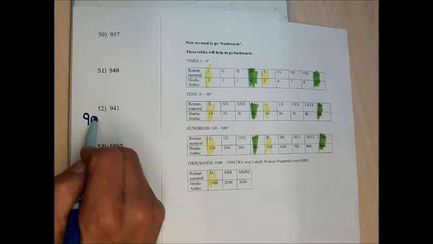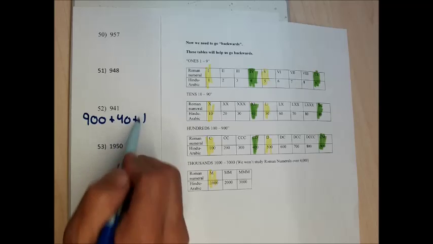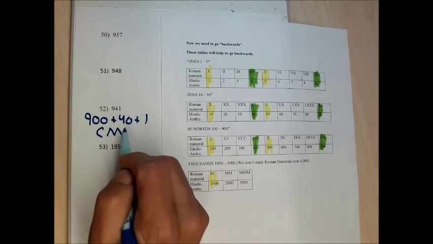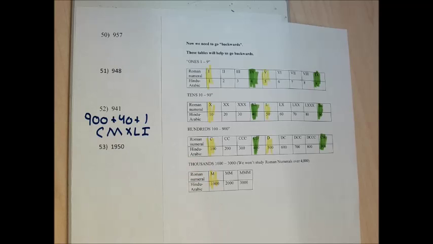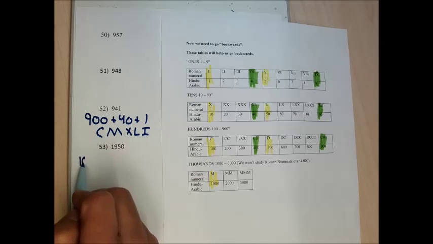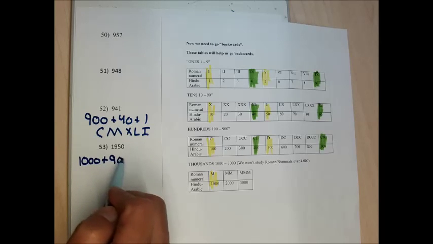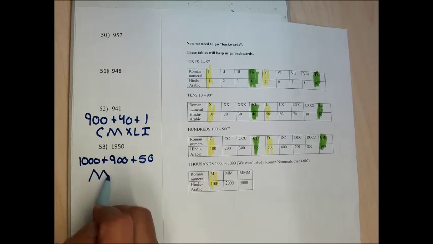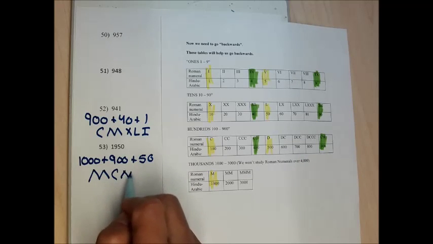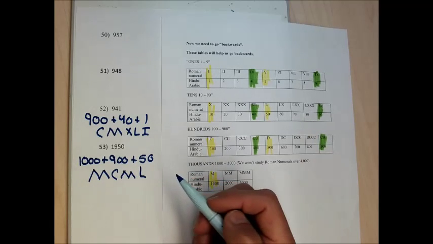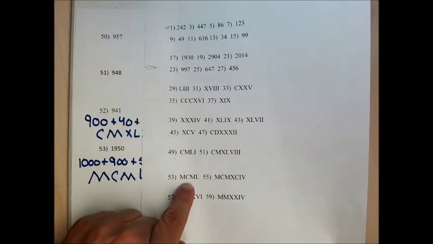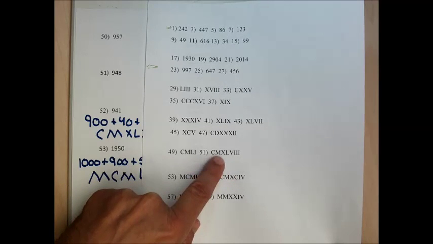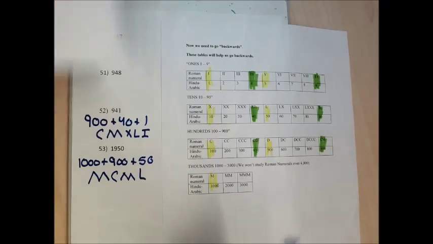52 is 900 plus 40 plus 1. 900 is CM. 40 is XL. And 1 is I. 53, it's 1000 plus 900 plus 50, and there's no 1s to worry about. 1000 is an M. 900 is a CM. And 50 is an L. So that should be MCML for 53. And beautiful MCML. 51, you should have gotten CMXLVII. The CM is the 900, the XL is the 40, and the VII is the 8.